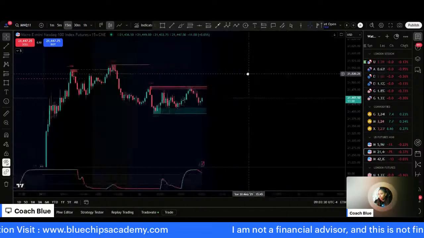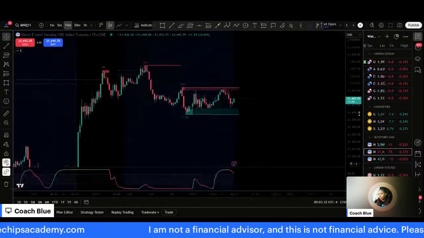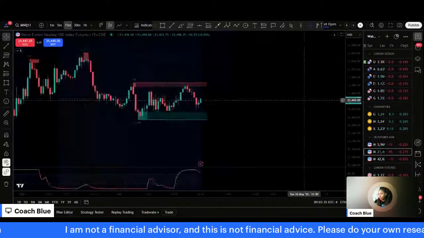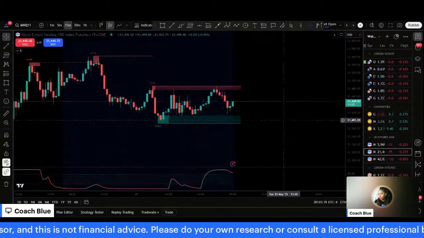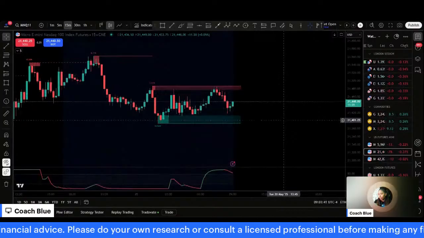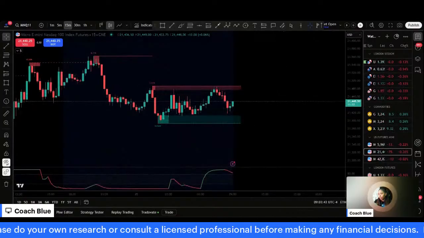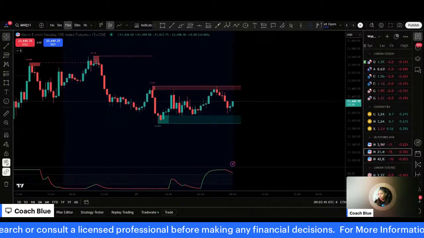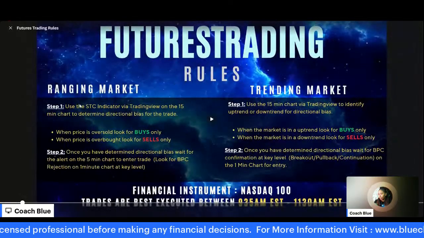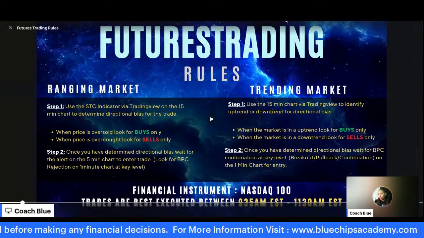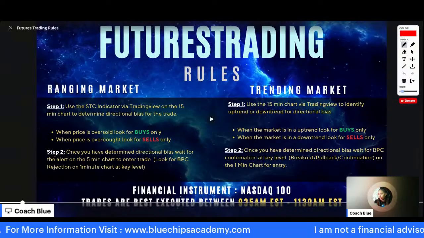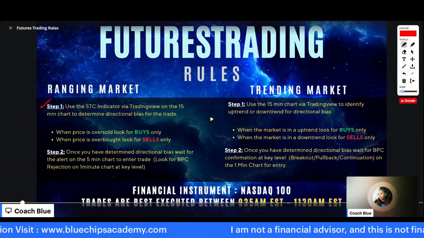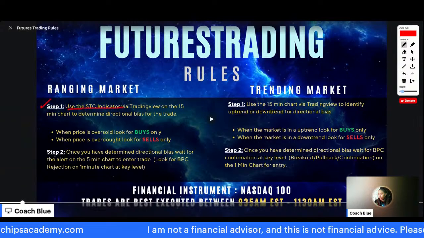We have MNQ on a 15-minute, because we are in a small range here. Let's look at our market conditions. Okay, so let's see what the rules say for that. Let's go here. Okay, so with a ranging market, this is what we see. Step 1, use the STC indicator via TradingView.